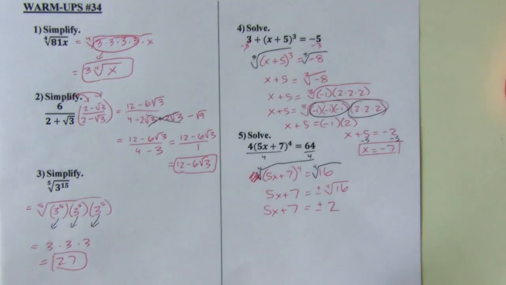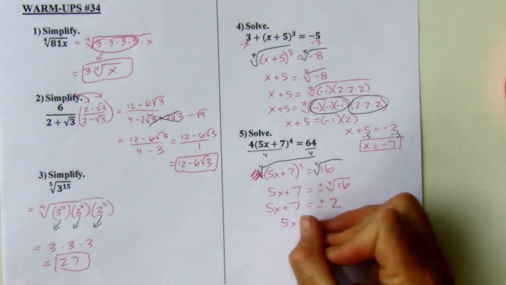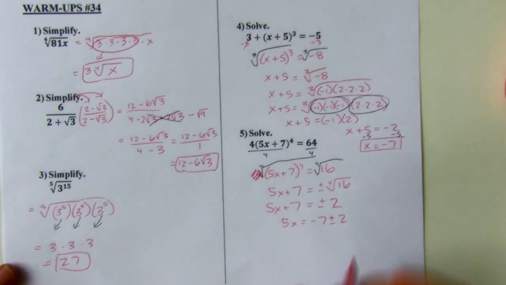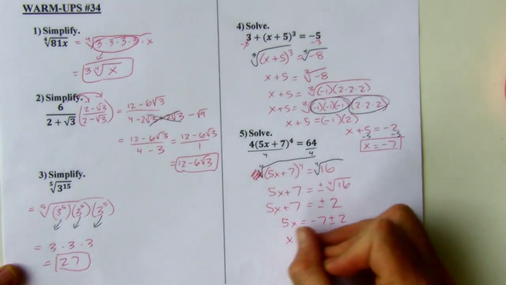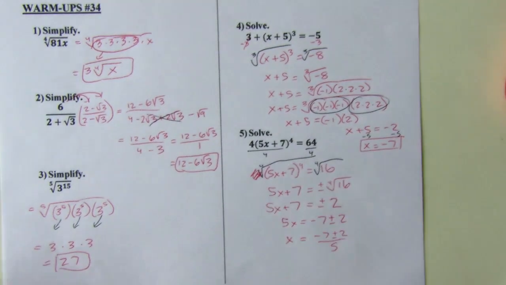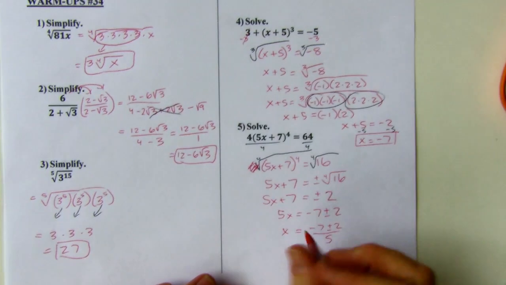Okay, and now I'll start simplifying this. So let's subtract 7 from both sides. I'm going to slip this in front of the plus minus. Okay, and then I'll divide by 5, divide the whole equation by 5. Like so, okay? Now you could write it like this, but that's not a great way to write it because we can simplify this further.